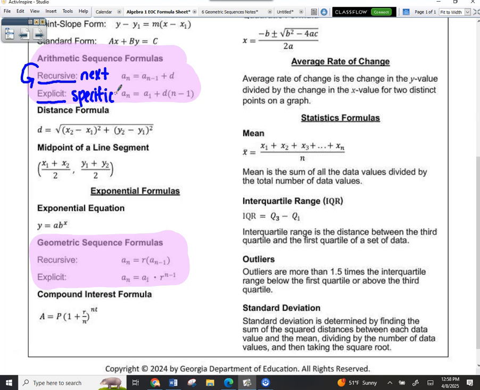So recursive means return to the previous term to give me the next one. Explicit means specific, like the 500th term in the sequence. I don't want to sit here and find the 499 terms before it just to get the next one, right? I want to just find the 500th term. You see the difference between the two? Okay.